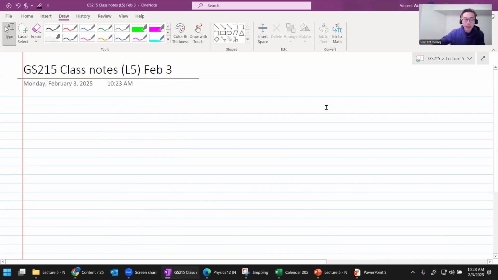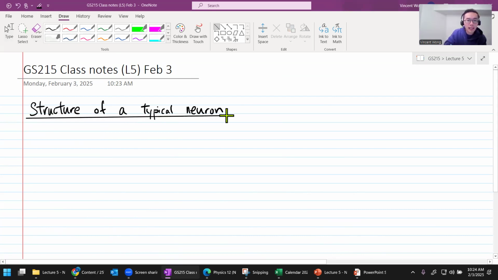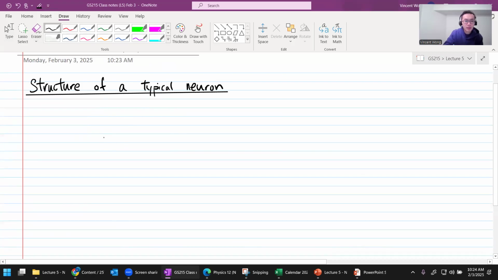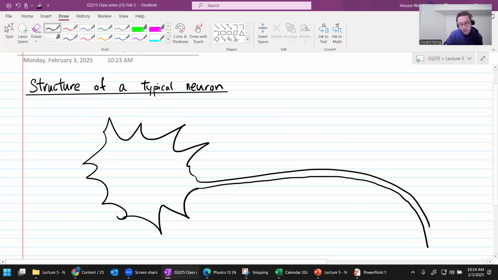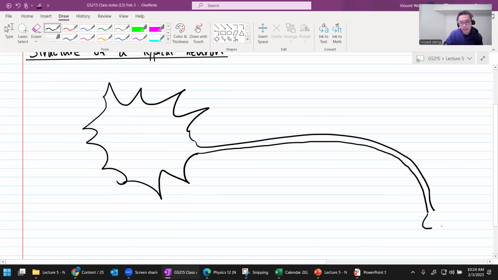So let's learn about the structure of a typical neuron. Hey, they don't all look like this, but this is a typical neuron. So you can draw it like this, okay? Draw a big one. There's a little starburst here, like a little explosion, if you would. And then you have a tail. And then it will end in a little bulge like that. Okay, so this is what a typical neuron looks like, and you would have the nucleus right here.